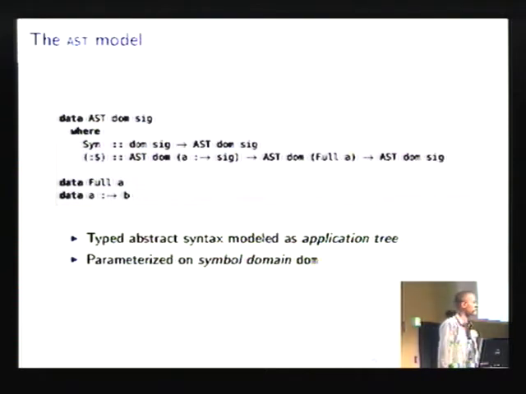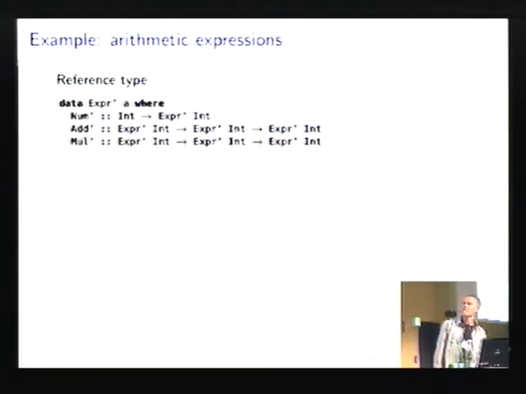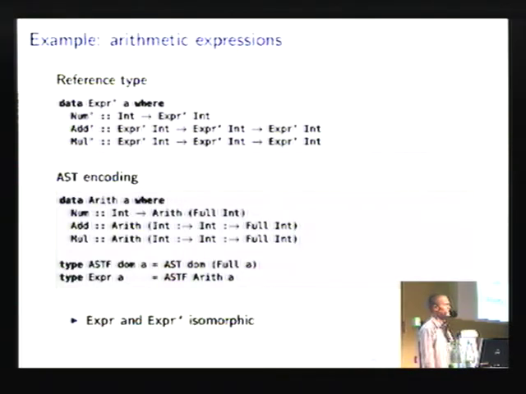To introduce a symbol, we have this DOM type. Symbols are taken from this type, which we call the symbol domain. By using different domain types, we can encode different languages. That's the basic idea. As an example, here's a simple type of arithmetic expressions with numeric literals, addition and multiplication. And here is the same type encoded using AST. So we have num, add, and mul.